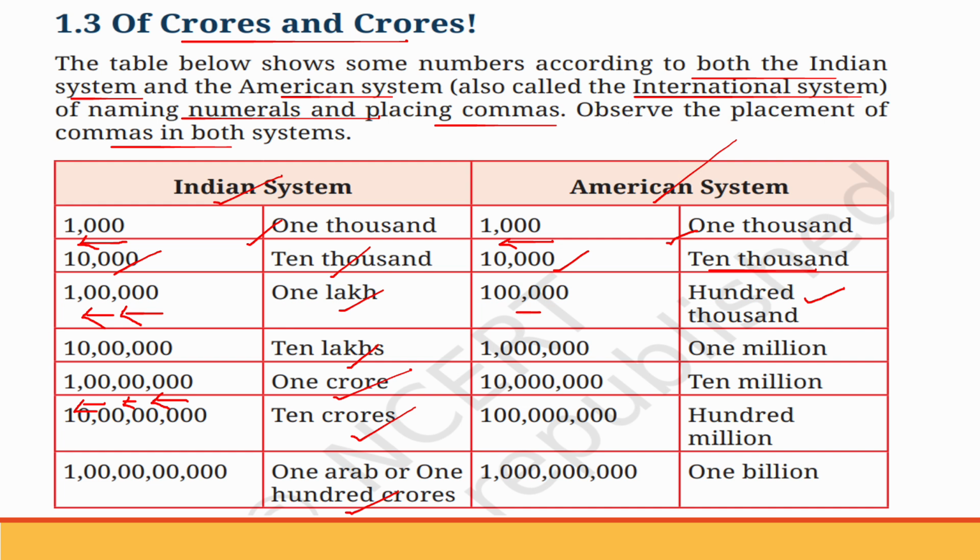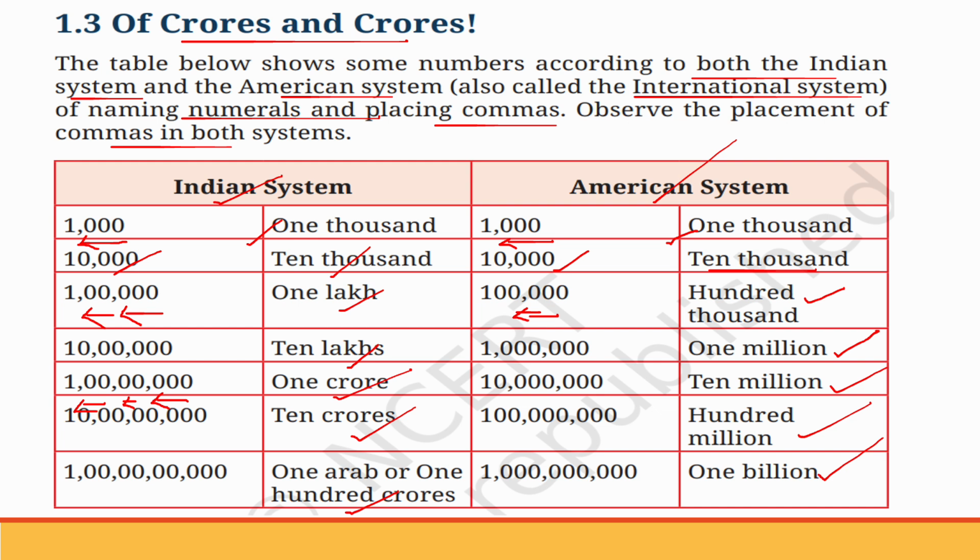Notice the comma after three digits from the right. Then we have 1 million, then 10 million, 100 million, then 1 billion. So 1 million is equal to our 10 lakhs. 10 million is equal to 1 crore. 100 million is equal to 10 crores. And 1 billion is equal to 1 Arab.